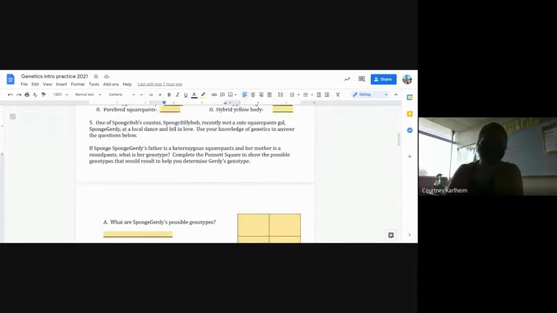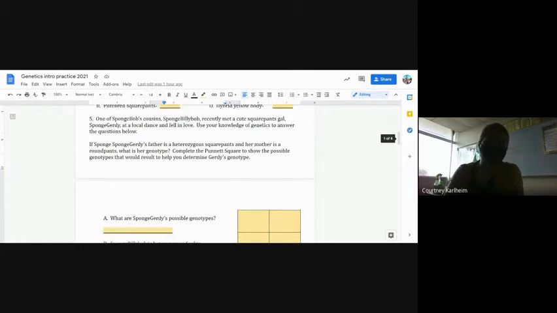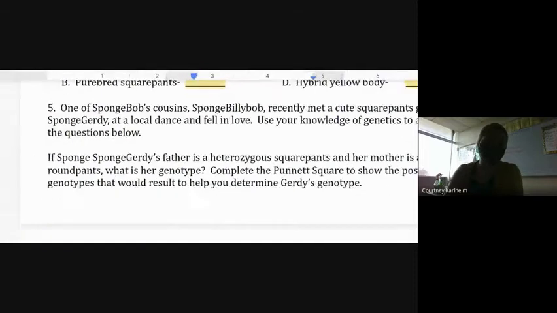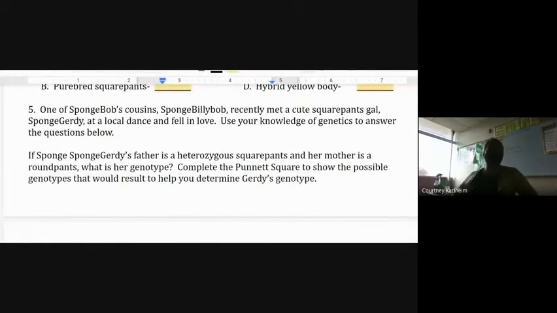Why won't this zoom in for me? Can I zoom in now? Oh, yep. All right.